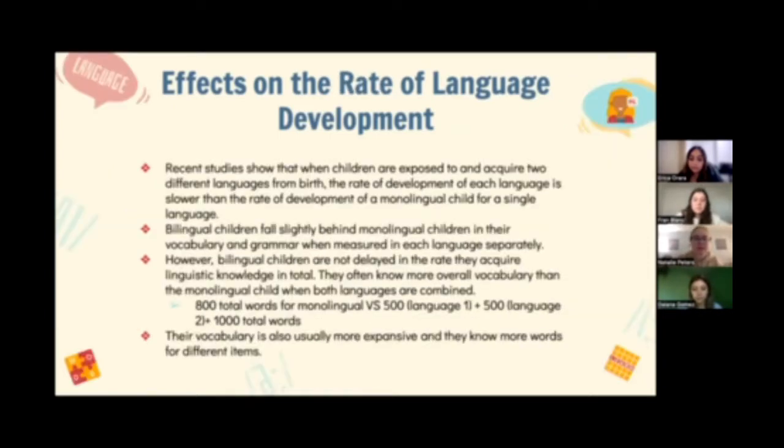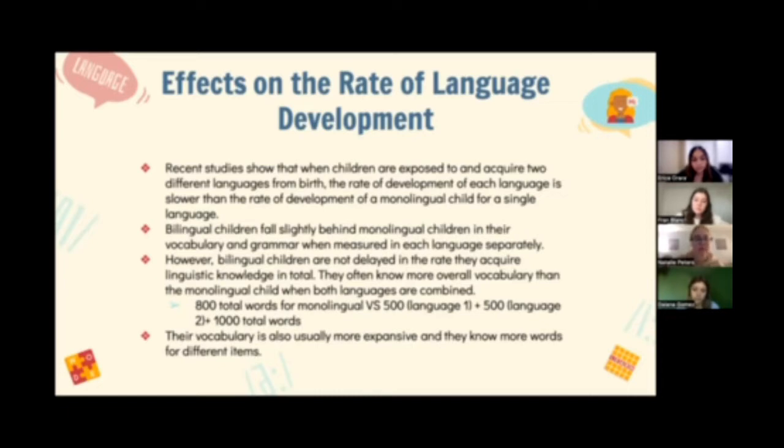The second effect is the rate of language development. So, recent studies show that when children are exposed to and acquire two different languages from birth, their rate of development of each language is slower than the rate of development of a monolingual child for a single language. So, bilingual children can fall slightly behind monolingual children in their vocabulary and grammar when they are measured in one language only, but bilingual children are not delayed in the rate that they acquire linguistic knowledge in total, meaning that they often know more vocabulary words than a monolingual child when both languages are combined.